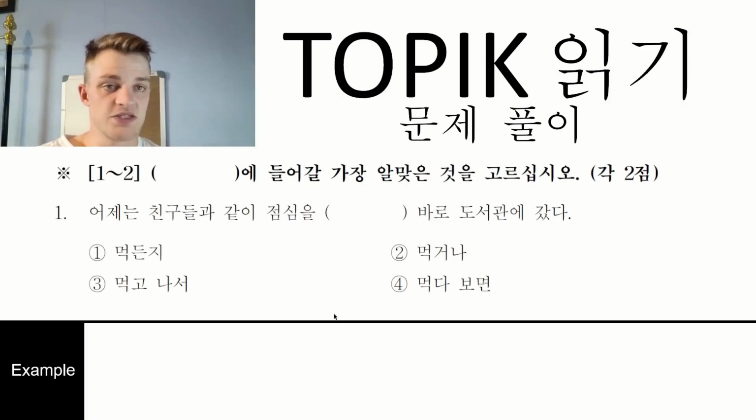Okay, first let's read the sentence and make sure we understand what it means. So, 어제는 친구들과 같이 점심을 뭐뭐뭐 바로 도서관에 갔다. So let's make sure we know all of the words in this sentence first.